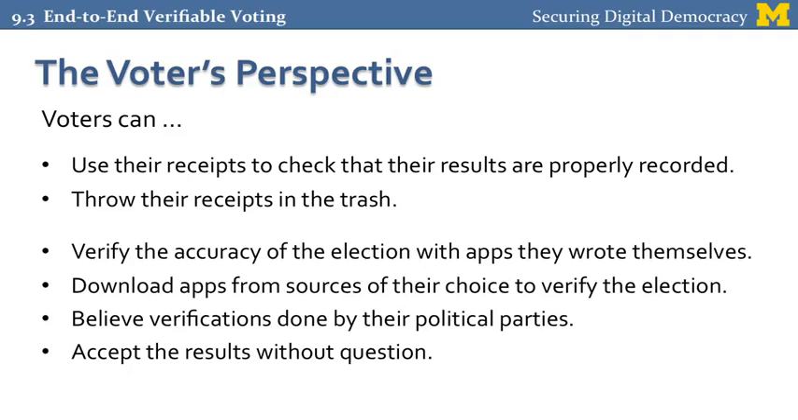The other thing that voters can do is try to verify the accuracy of that mathematical proof, that the announced totals match the published receipts or the encrypted votes. They can either verify the accuracy using an application that they wrote themselves, because the cryptography is all publicly described, or they can download applications to do this from a source that they trust, or they can just believe verifications that are done and published by political parties or other institutions they trust, or they can just do what they do now, accept the results without question.